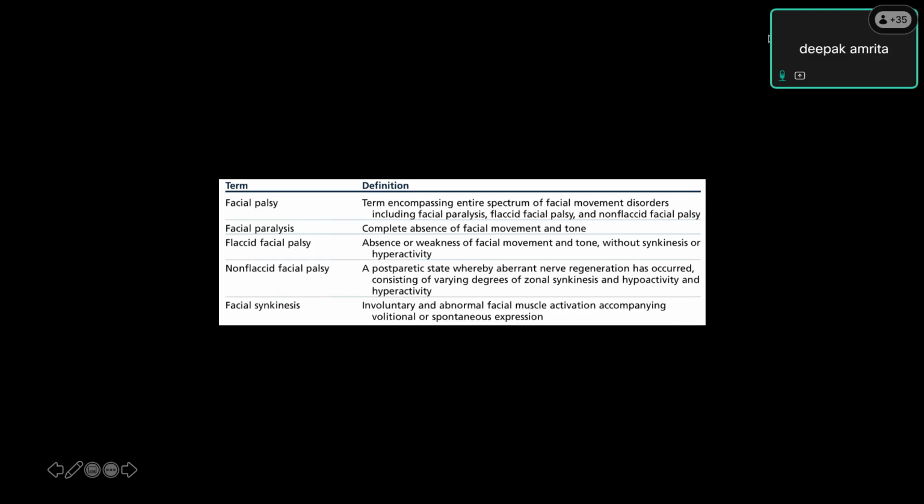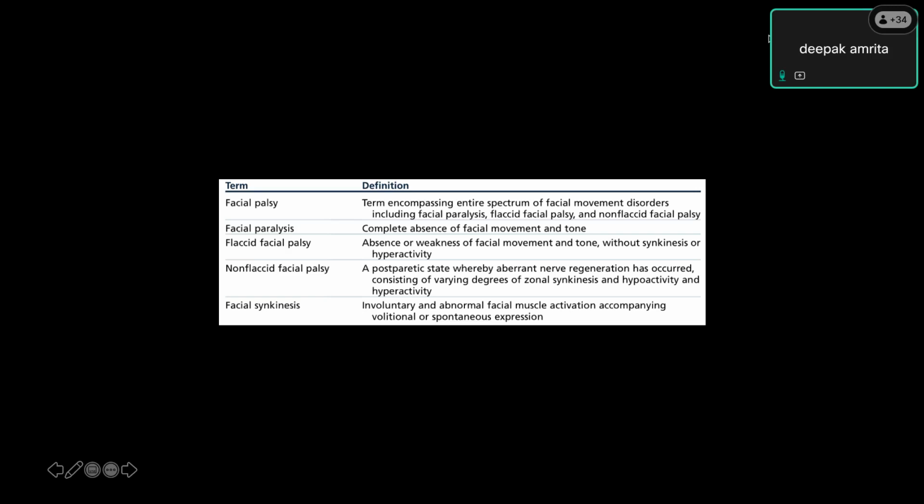Facial paralysis is complete absence of facial movement and loss of tone of facial muscles. Flaccid facial palsy is weakness of the muscle tone also, along with facial weakness. And this is bad because the muscles have lost their neuromuscular junctions and their ability to contract. And for these, you have to do slightly different techniques to rehabilitate such patients.